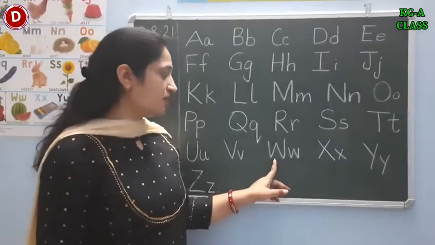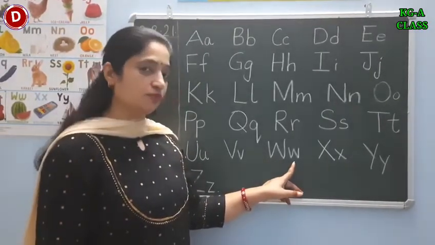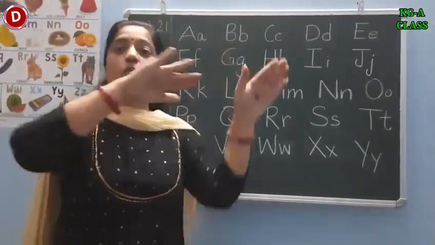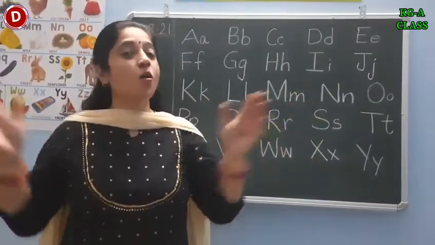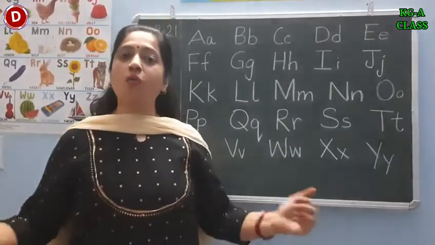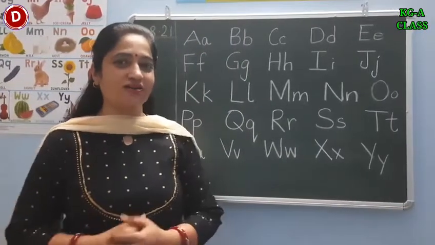Children, now comes W. This is capital W and this is small w. I see the clouds moving. Whoa, whoa, whoa. I see the kites flying. Whoa, whoa, whoa. I see the trees bending. Whoa, whoa, whoa. The wind is going strong.